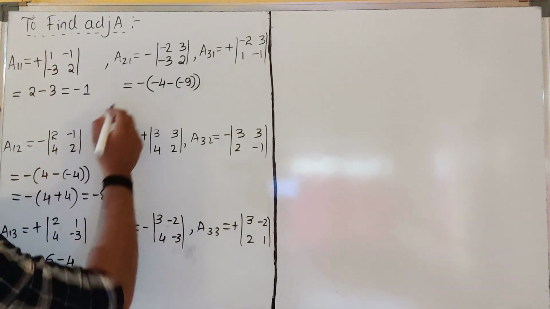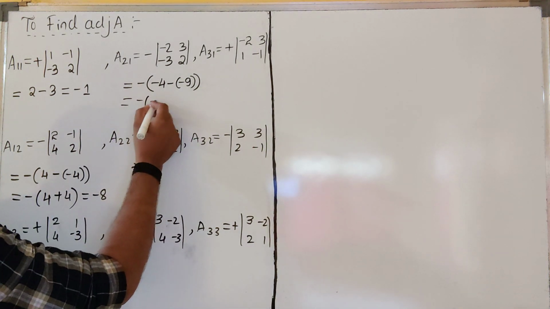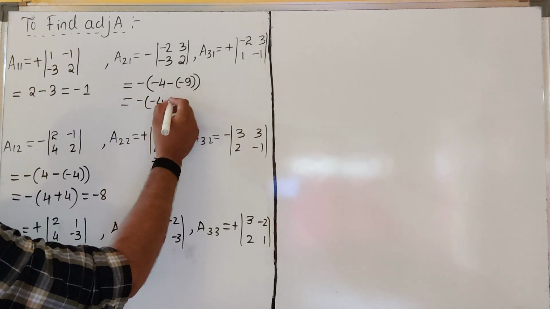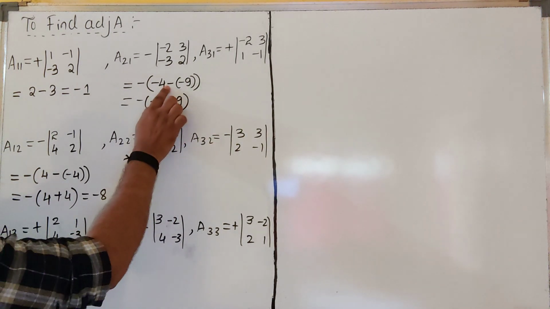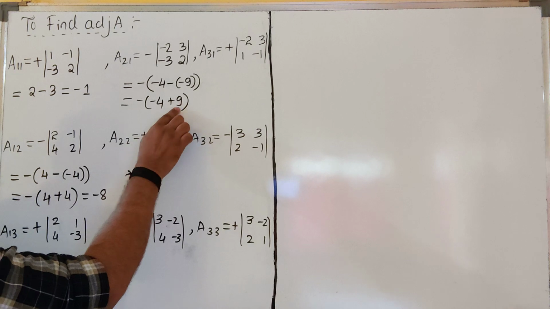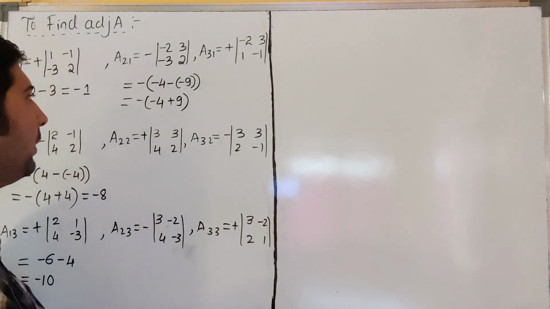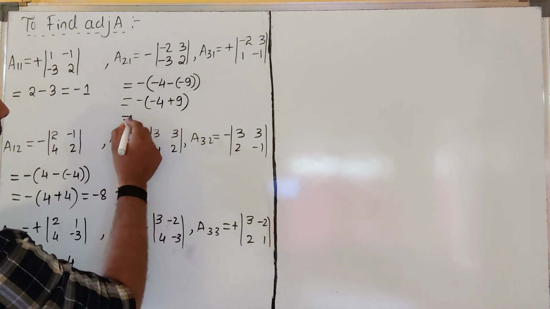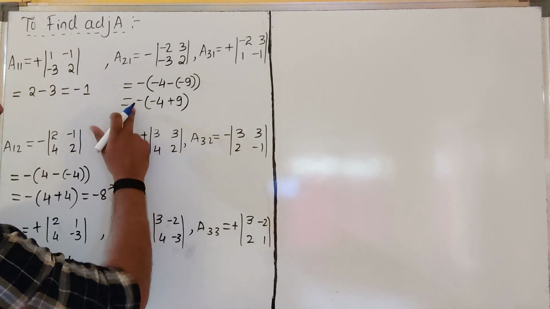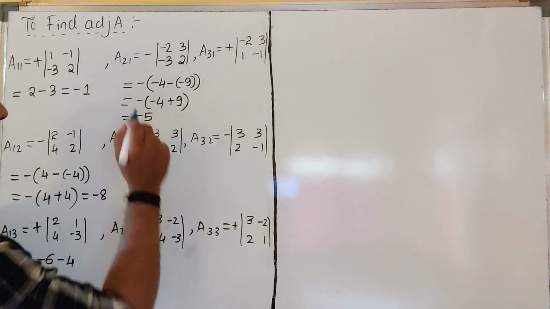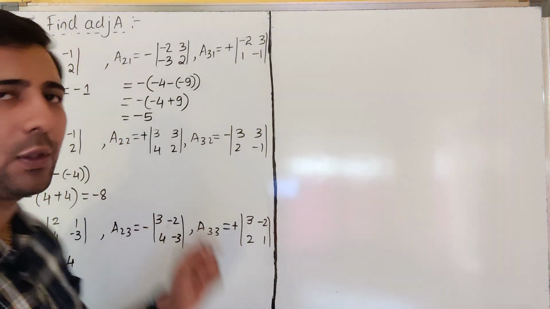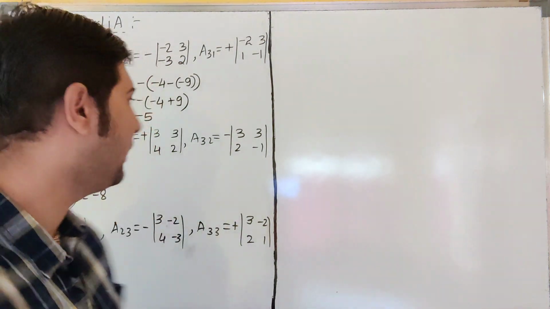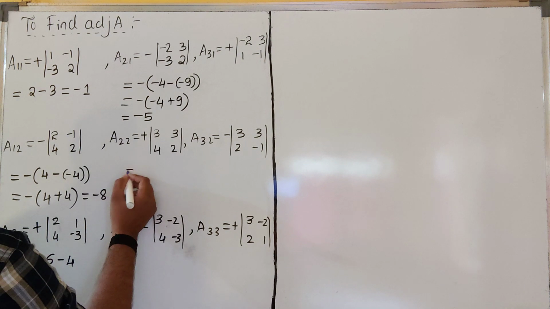Can you see? So now see, minus sign outside, minus 4, minus into minus, plus 9. Clear? 9 minus 4 is how much? 5 or not? 5 into minus is minus 5, dear students. Clear everyone? Understood this? A21 is minus 5. Yes. Now let us move on next.